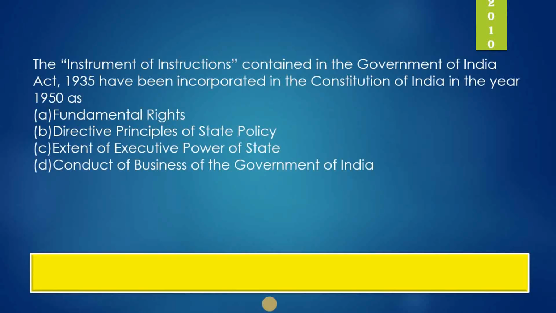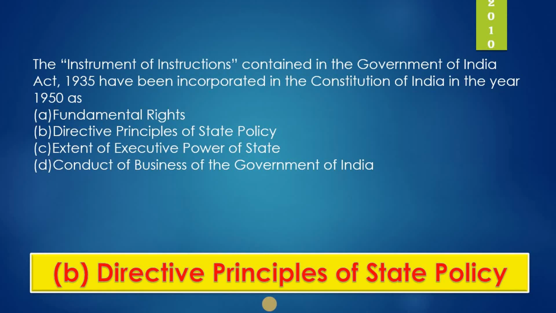Next question. The instrument of instructions contained in the Government of India Act 1935 has been incorporated in the Constitution of India in the year 1950 as which of these following? That is, fundamental rights, directive principles of state policy, extent of executive power of states, or conduct of business of the Government of India. So the answer is option number B, that is the directive principles of state policy, the DPSPs, which was known as the instrument of instructions as per the Government of India Act 1935. It was included in the Constitution in 1950 as directive principles of state policy.